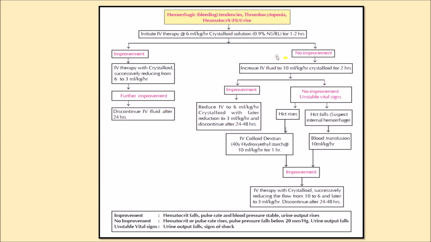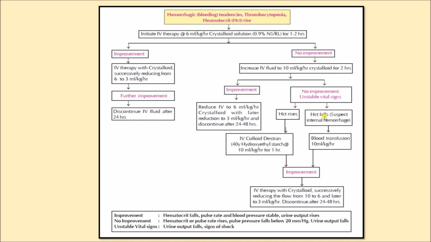Now, if there is no initial improvement, then we increase this rate from 6 to 10 ml per kg per hour for the next 2 hours. The same crystalloid is being given. This may lead to improvement. So we decrease from 10 to 6, then 6 to 3, and then we discontinue, just like on the left hand side. But if there is no improvement, we look at the hematocrit level. If the hematocrit is still rising, we have to give intravenous colloid in the form of dextran, and the rate is 10 ml per kg per hour for 1 hour.